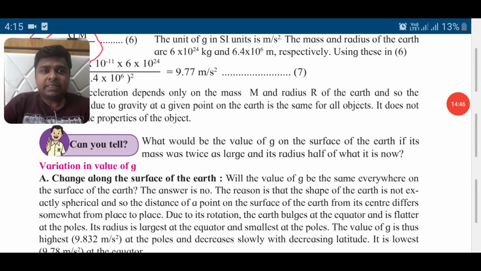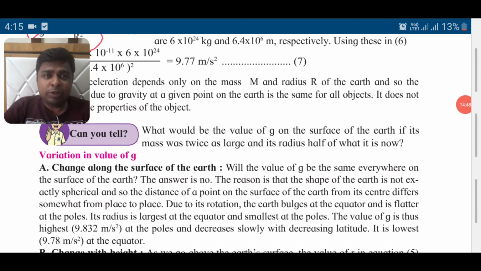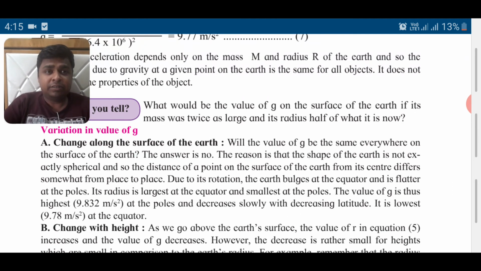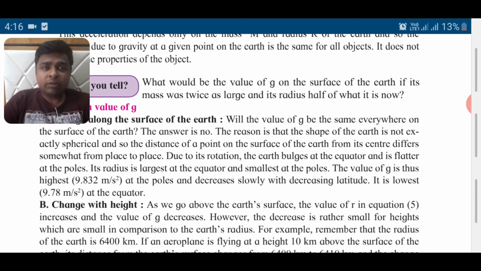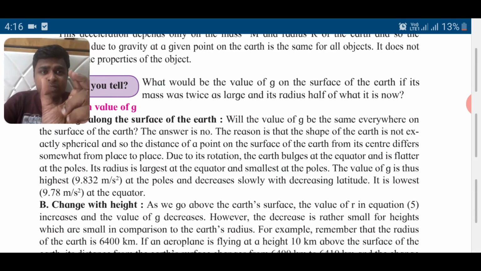Now, a very interesting thing: the value of small g is not constant everywhere on the Earth. If we go to different places, that is the poles and the equator, then it also changes. The Earth is rotating around itself and it is bulging towards the equator. Suppose this is the Earth, this is the equator, so it is bulging out.